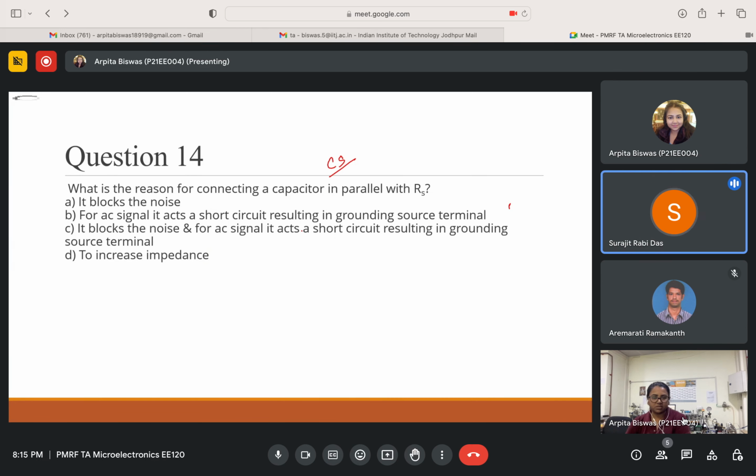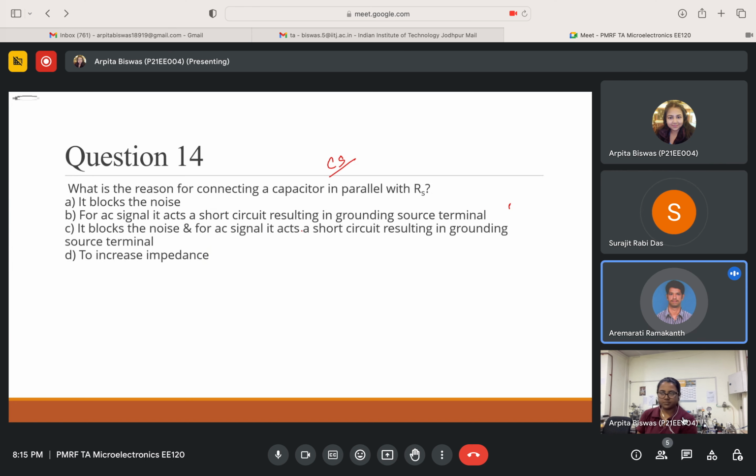Ramakant, what is the right answer? Please unmute yourself. C, ma'am. Okay. So the right option is option C. It blocks the noise for AC and for AC signal it acts as a short circuit resulting in grounding source terminal.